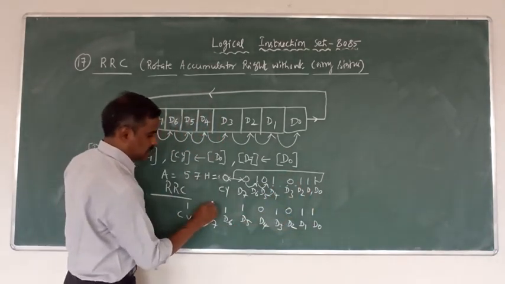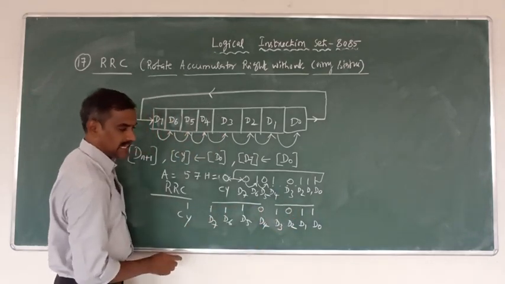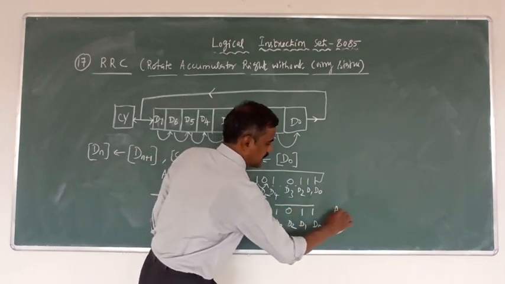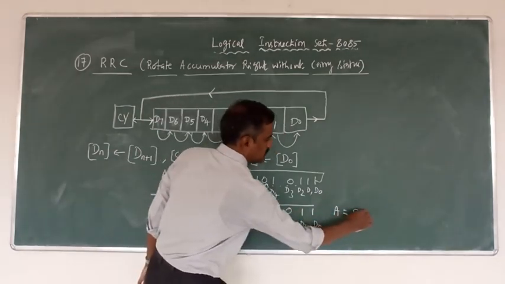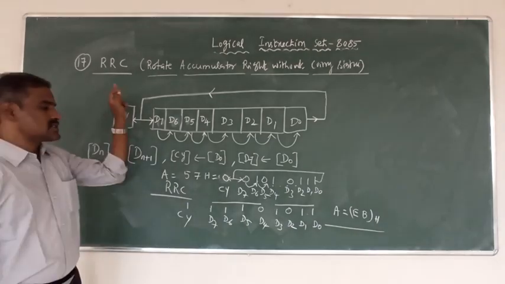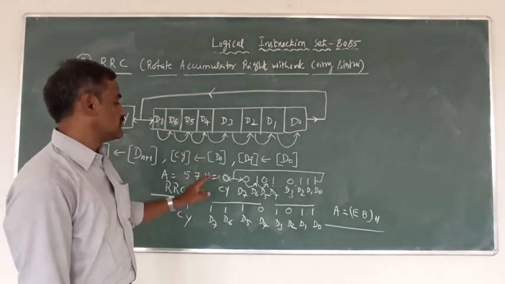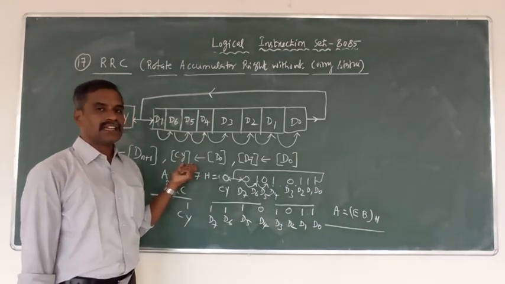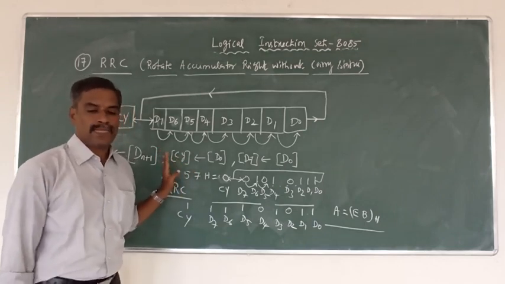After RRC, the accumulator result: this is 1 1 1 0 means E and 1 0 1 1 means B. Now register A equals EB. This is the result after the RRC instruction in accumulator. Rotate accumulator content right without carry status. It will not move the carry bit position anywhere. Okay?